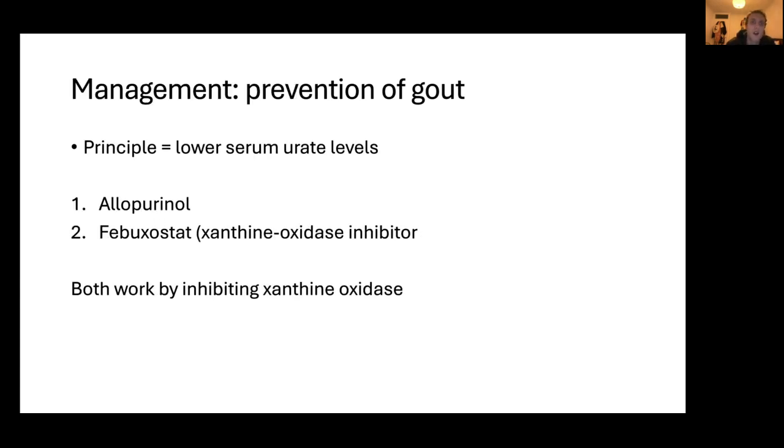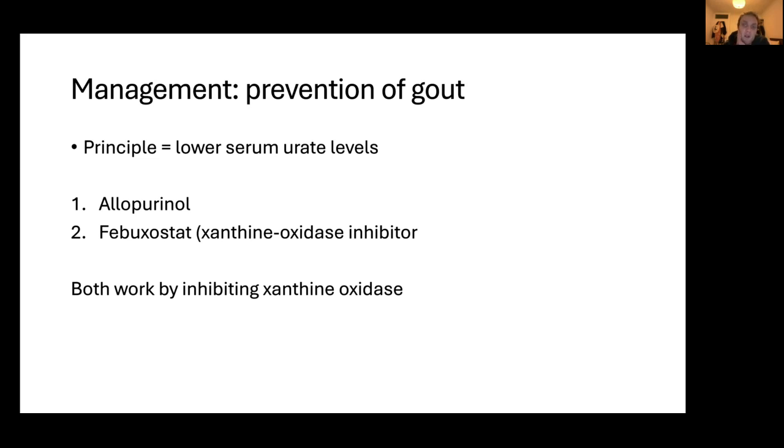So moving on to prevention of gout. The principle is basically to lower the serum urate level so that we reduce the risk of further episodes of gout flares or attacks. So we do that with two things, and the first line medication is allopurinol. Now, previously there's been some schools of thought about needing to wait for a second or a third attack of gout, but the current guidelines from NICE say you can treat with urate lowering agents, allopurinol, after the first attack. So allopurinol is first line and febuxostat is second line, and they're both working the same way. They're both xanthine oxidase inhibitors.